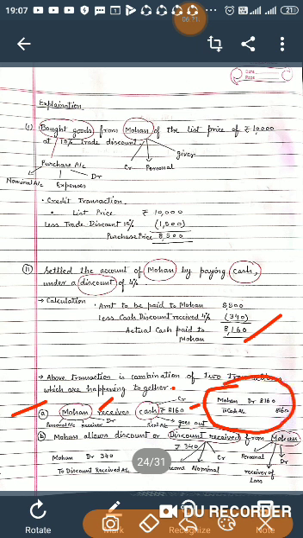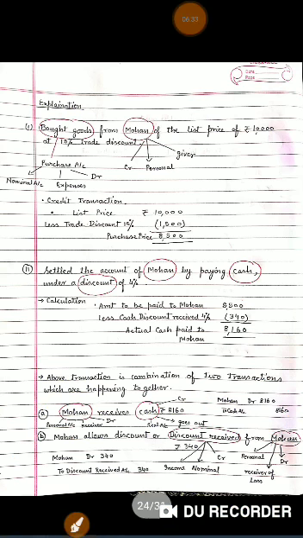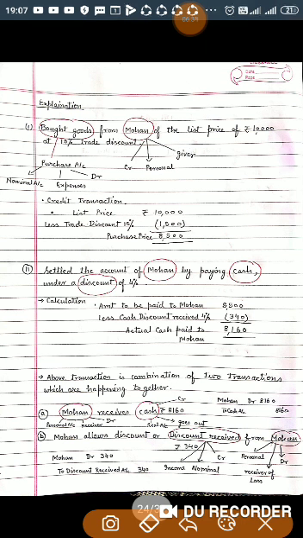The second part of the transaction is Mohan allows discount, or you can say discount received from Mohan. Two accounts are involved: discount received and Mohan. Discount received is a nominal account. It is an income. The rule of a nominal account is debit all expenses, credit all incomes, so discount received should be credited.